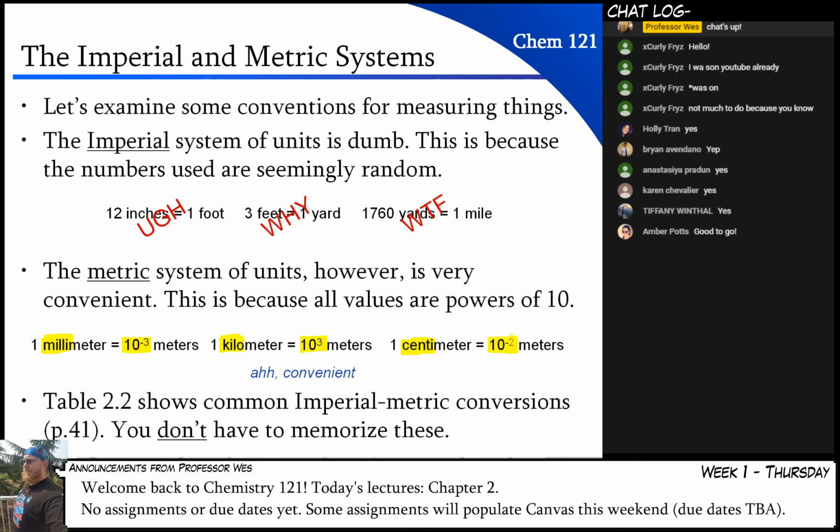In your textbook, there should be a table marked Table 2.2. I printed Table 2.1. Table 2.2 has a bunch of imperial to metric conversions. You don't have to memorize those. In fact, in an online class like this, you don't have to memorize much of anything. You're always going to have this information handy. So don't commit any imperial to metric conversions to memory.